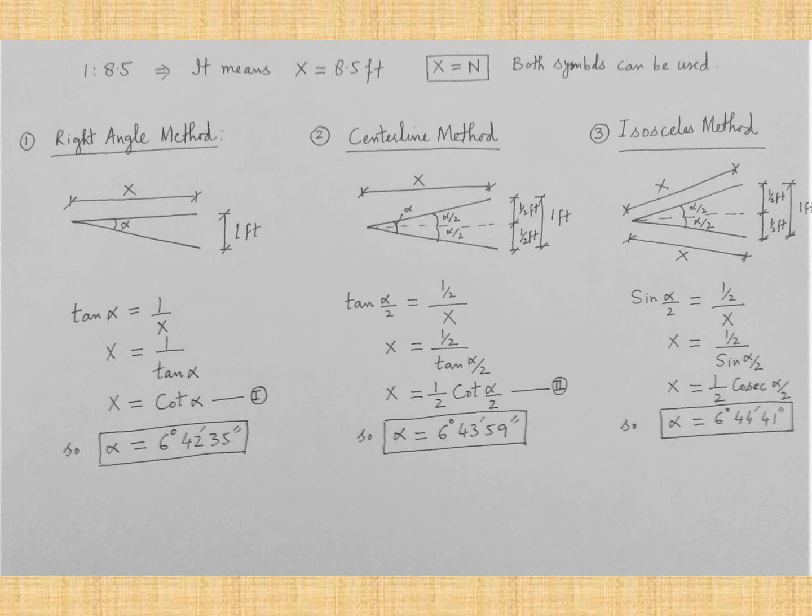So you can see that in all these methods you are having almost the same value of alpha. Keep in mind that we are considering the 1 foot spread that you have between the point rail and the splice rail. So one of the two rails is the point rail, and the other is the splice rail.